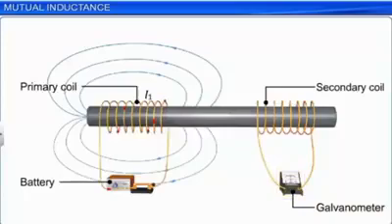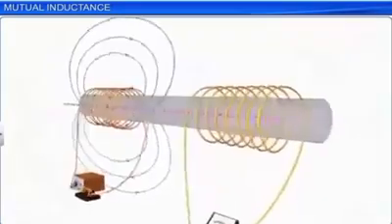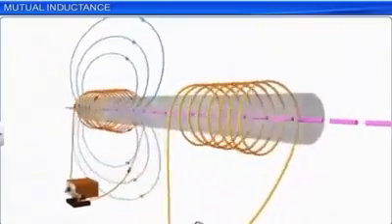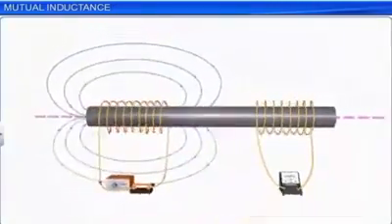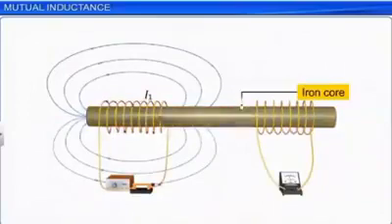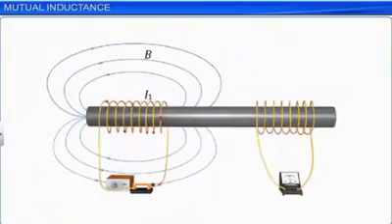The primary and the secondary coils are placed coaxial and an iron core runs along the axes of the coils. Let P be the magnetic field strength due to the current in the primary coil.